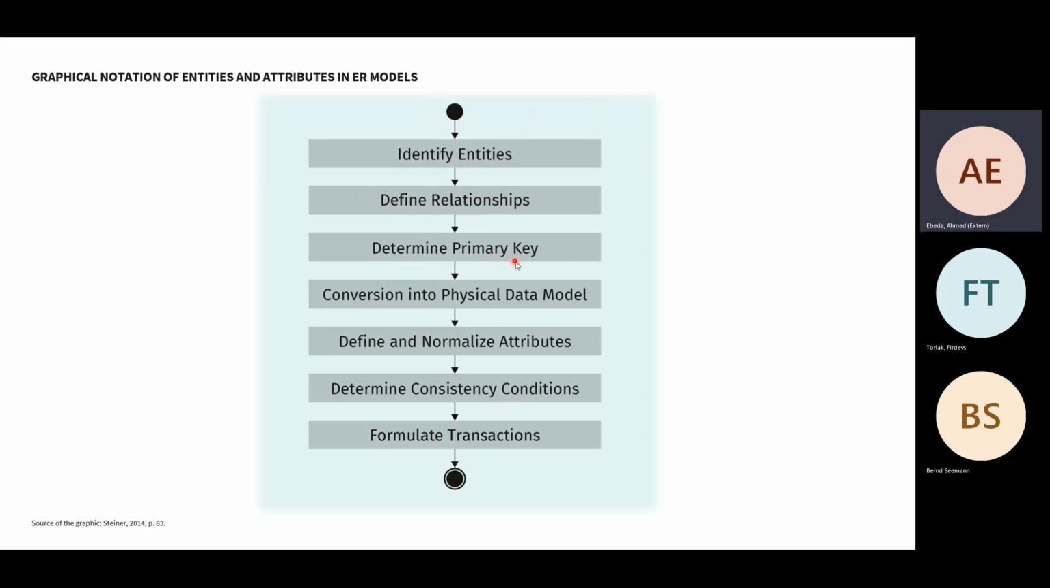Determine primary key, conversion into a physical database model. After finishing this, we start to go now to the physical data model. In the physical data model, we start to define and normalize attributes, determine consistency conditions, and formulate transactions. This is how we end up with our own design, and then we take this and build our own database based on that.